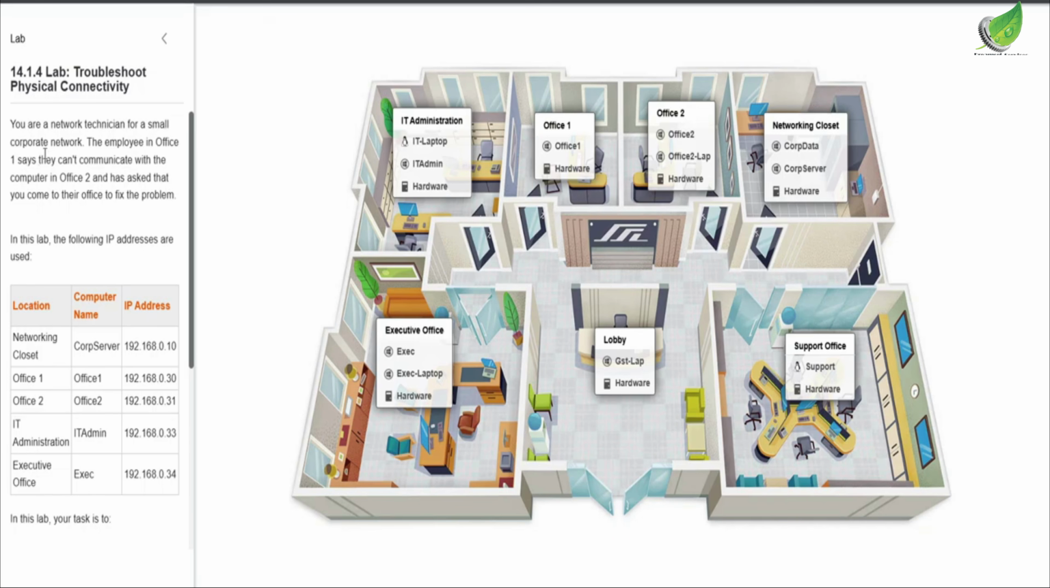In this lab, the following IP addresses are used: networking closet, computer name is COP server, and 192.168.0.10. Office 1 is going to be 192.168.0.30. Office 2 is going to be 192.168.0.31. IT administration is going to be 192.168.0.33. Executive office is going to be 192.168.0.34.